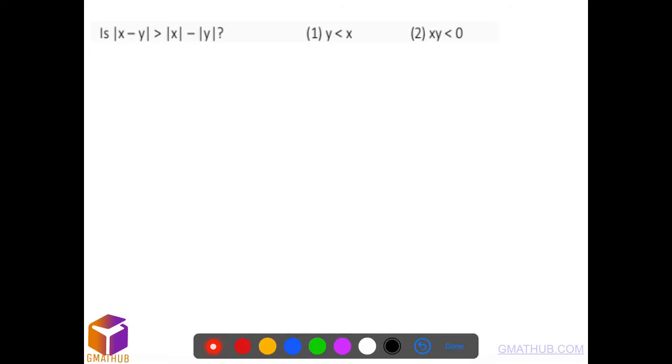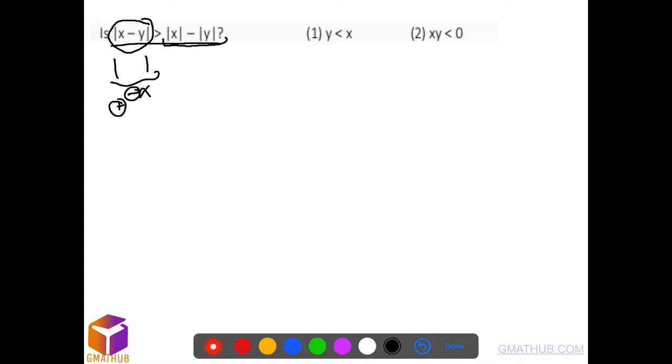So let's see this question. Mod of x minus y, is it greater than mod of x minus mod of y? Now if you look carefully, the left hand side is mod of something. That means it cannot be negative. It can only be positive or 0.